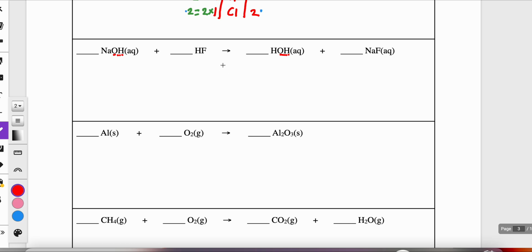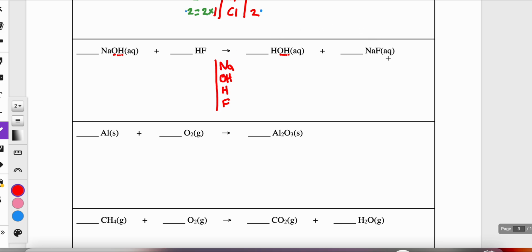So when I take a look, when I list on the left, I see in the first substance, there is Na, and the other partner to the Na is the OH. Then I look at the next substance. There is an H that is bonded to the F.